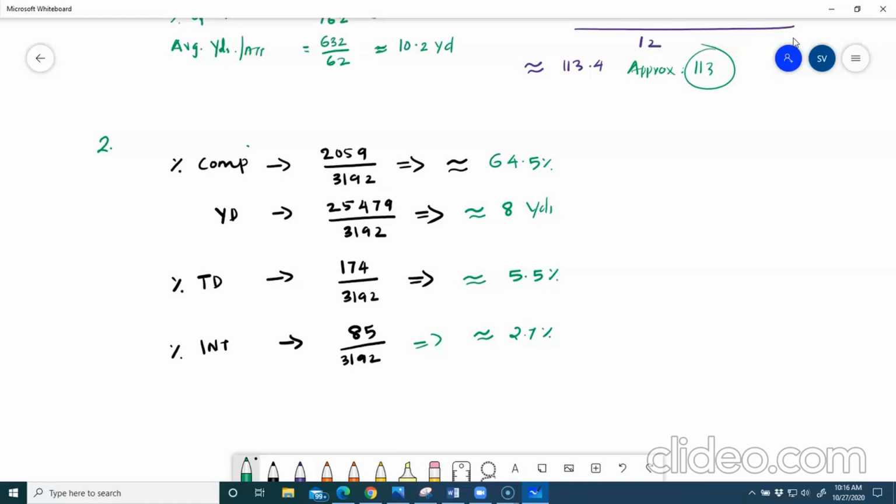What you basically need to do is just plug these values into the equation. So your final answer will be approximately 96.3. So this will be the quarterback rating of that particular player. Okay, now move on to question number 3.